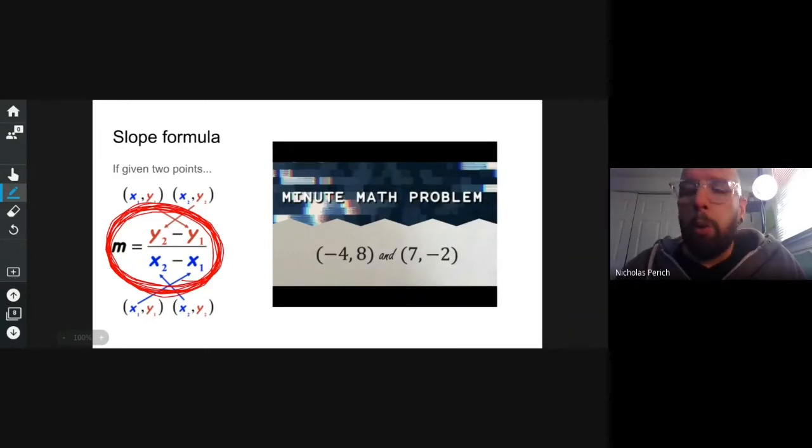So the slope formula is M, and M stands for slope because M means modulo. Who would have thought? M equals y sub 2 minus y sub 1 over x sub 2 minus x sub 1. What I do is, if I'm given 2 points, I label my points x sub 1, y sub 1, x sub 2, y sub 2, and plug them into that formula right there. So let's see it in action.